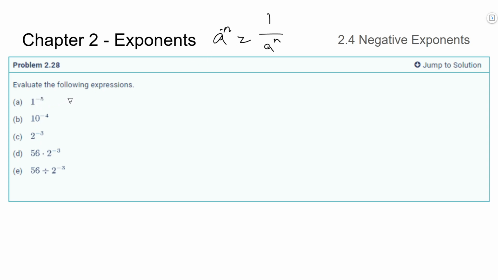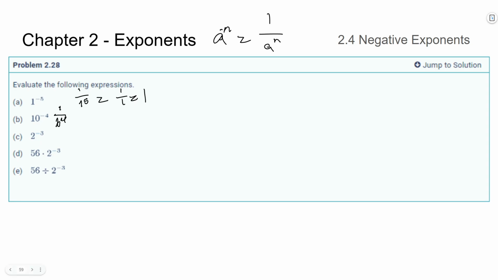So 1 to the negative 5 would equal 1 over 1 to the 5th. And 1 to the 5th is going to be 1 times 1 times 1 times 1 times 1, and that's going to give us 1. So 1 over 1 would, of course, be 1. All right, so now 10 to the negative 4. So that's going to give us the reciprocal of 10 to the 4th.